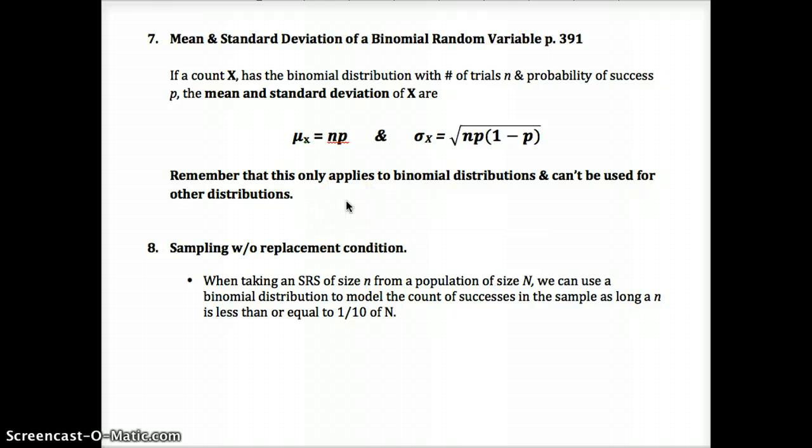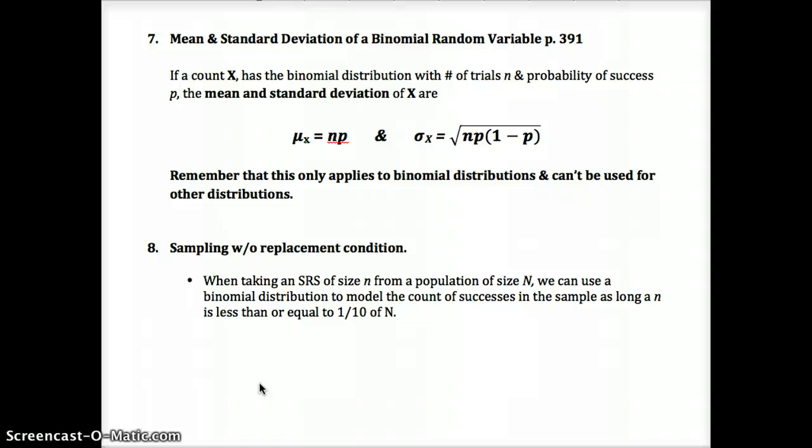This can only be used for binomial distributions and can't be used for others. So now here's the condition I was talking about for probability. We can use a binomial distribution to model the count of successes as long as n, the sample, is less than 10% of the total population. We can't sample more than 10% of the population or we tend to lose independence and our probabilities or calculations don't hold up.